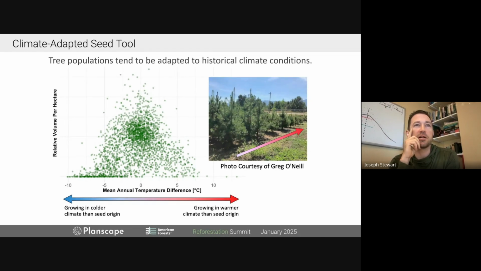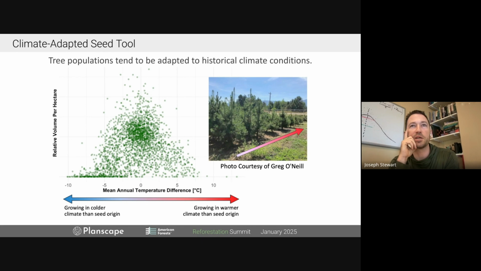Trees that are planted in a climate that's similar to the population that those seeds are adapted to, the historical climate of the seed source, do best. And we get a fairly drastic drop-off as we move to climates that differ from the climate that those seeds are adapted to. But you don't need fancy statistics to see this is the case.